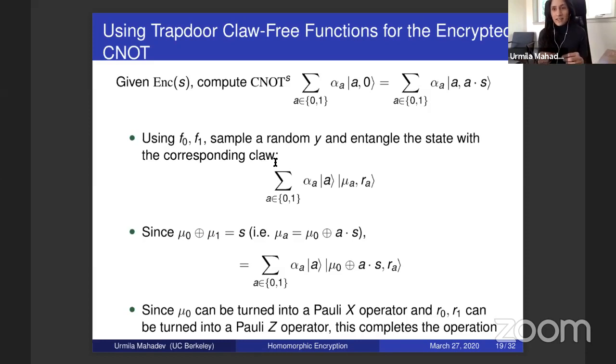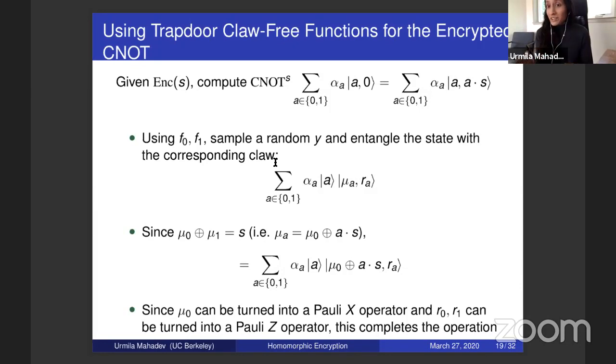And the intuition is that mu0 is not enough to fully hide S because S is now stored in superposition. So RA is also needed to hide the information about S, which is in the superposition. And RA can be turned into a Pauli phase operator. So what I said here is that these extra parameters serve the purpose of hiding S and can be turned into the Pauli encoding by the server.